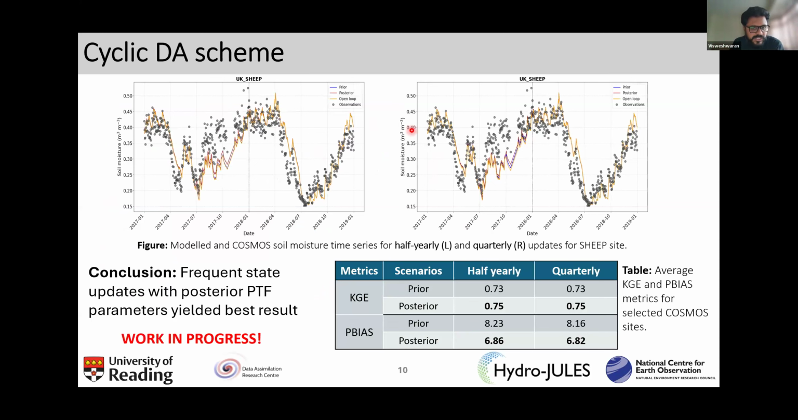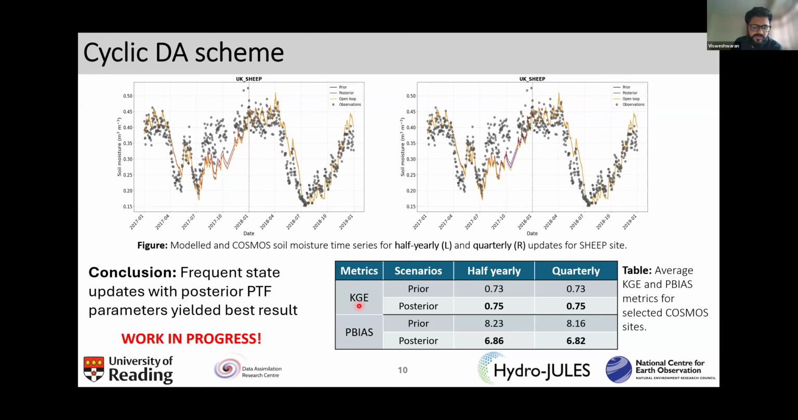And these are some of the preliminary results of the cyclic data assimilation. The left hand side and right hand side are the half yearly and quarterly updates for the Sheep site. And visually we can see that as compared to the prior, the posterior soil moisture estimates are slightly closer to these observations. However, we cannot see a big difference between the prior and the posterior.